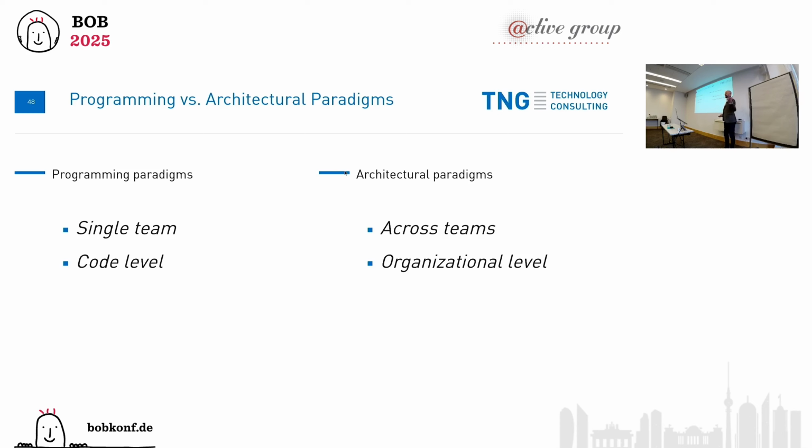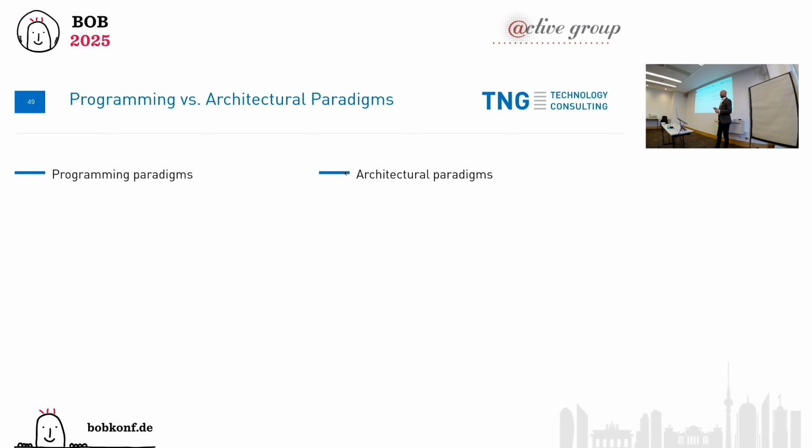Architecture paradigms are there to govern systems that are larger than that. When you want to change something, you need to talk to a different team. You need to talk to a product owner. You need to get your issue prioritized. Let's have a look at what properties we expect from programming and architectural paradigms, respectively.